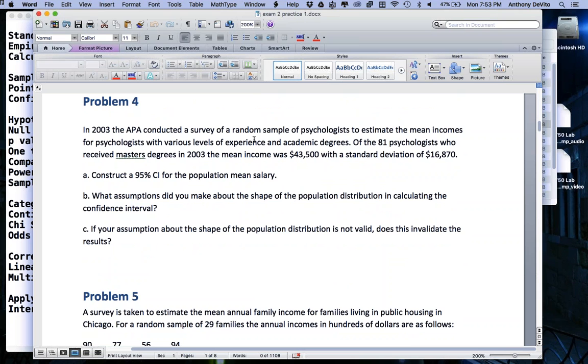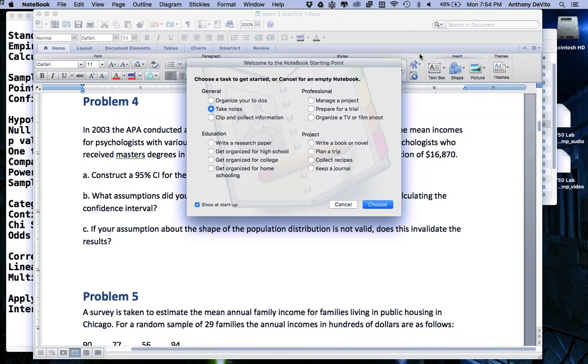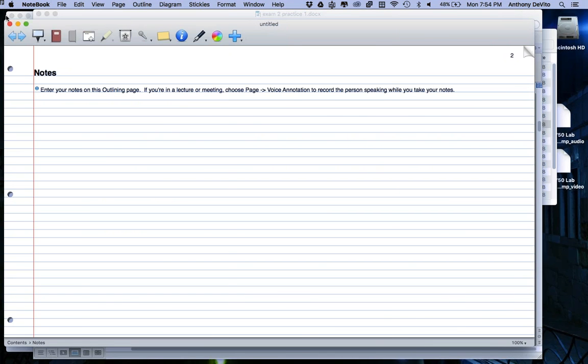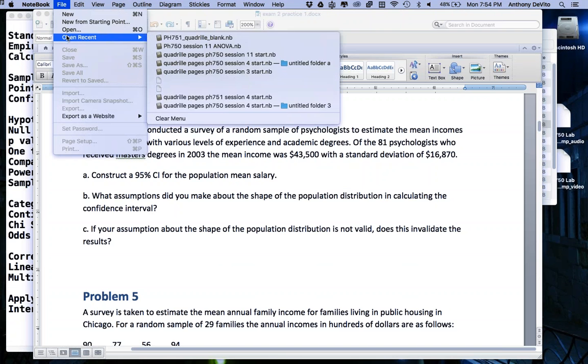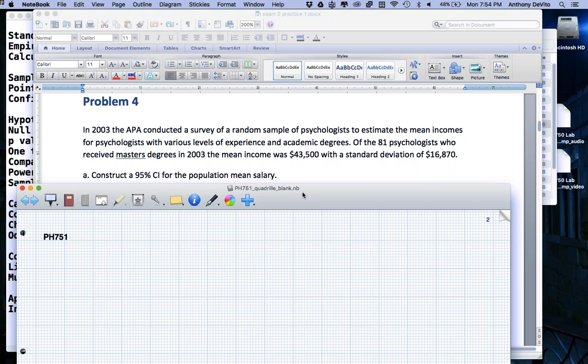In 2003, the American Psychiatric Association conducted a survey of 81 psychologists who received master's degrees in 2003. The mean income was $43,000 with a standard deviation of $16,870. Construct a 95% confidence interval for this population. Okay, so I'm going to do that manually now, and I'm going to try not to kill too much time on simpler stuff.